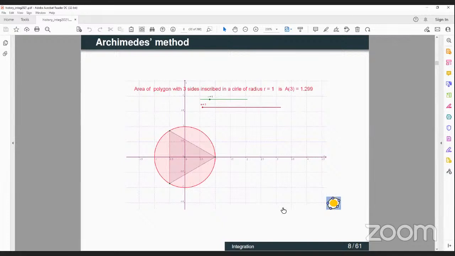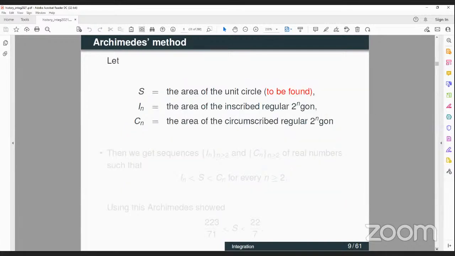So basically the principle of exhaustion can be very effectively used, and it was used by Archimedes to approximate the area of the unit circle. To make it very precise in our modern mathematics, if S is the area of the unit circle, Ln is the area of the inscribed n-gon, and Cn is the area of the circumscribed n-gon, then geometrically it is very clear that Ln is less than S. S is the quantity that we don't know, and it is less than or equal to Cn, for n bigger than or equal to 2.